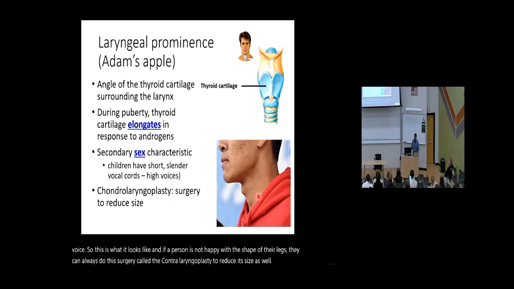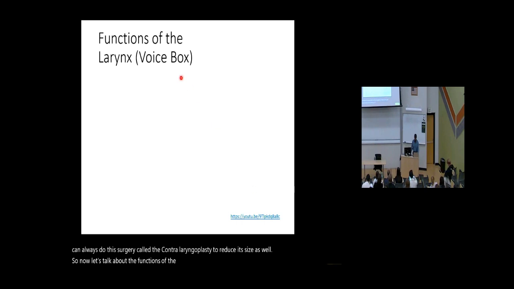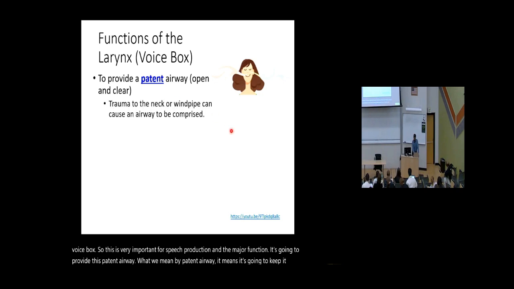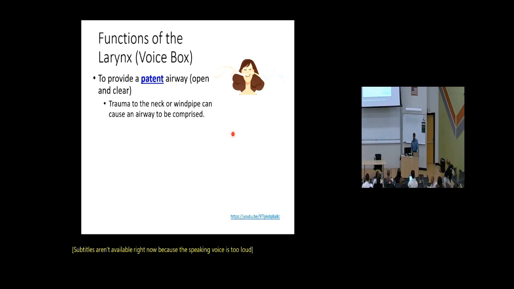So now let's talk about the functions of the larynx. So as the common term indicates, it's called a voice box. So this is very important for speech production. And the major function, it's going to provide this patent airway. What we mean by patent airway means it's going to keep it clear and open, and any sort of injury to the neck or trauma can make the larynx to be compromised.